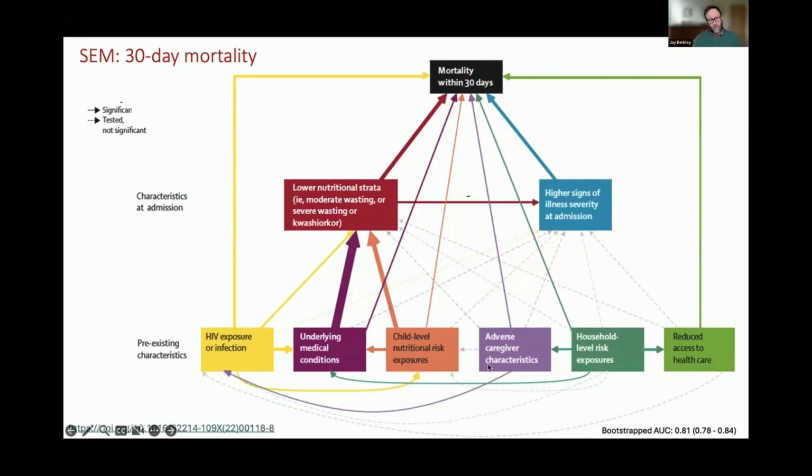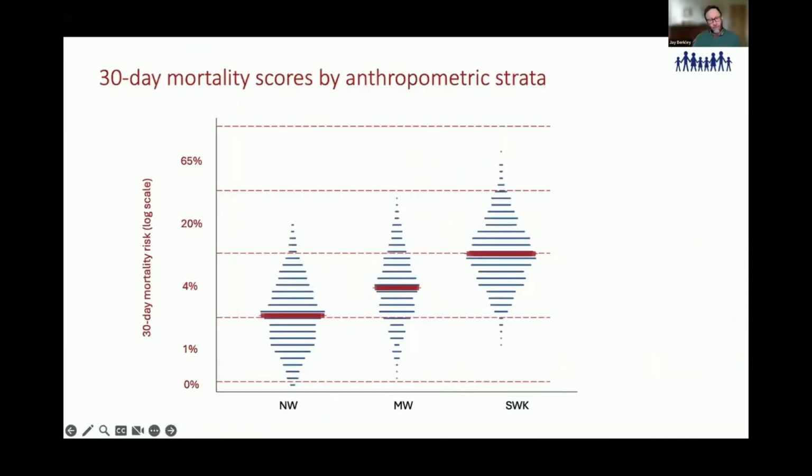When we use all this to make it into a score, what we see, and I should say that this is on a log scale, so this is 30-day mortality up to very high rates, is that although we tend to think of these children as separate groups, we have non-wasted, and there's one protocol for them, and then there's severely malnourished, they have another protocol for them, and then there's moderately wasted children in the middle.